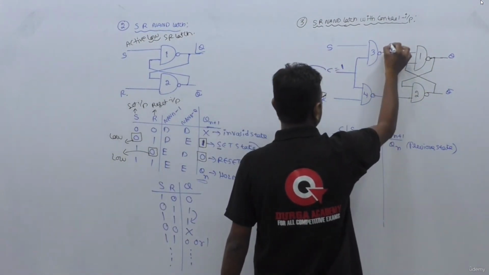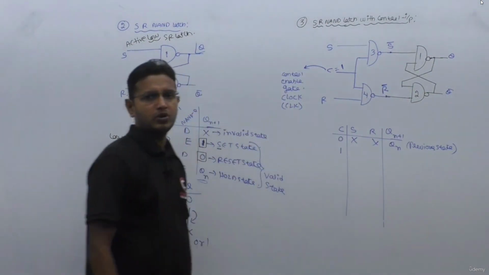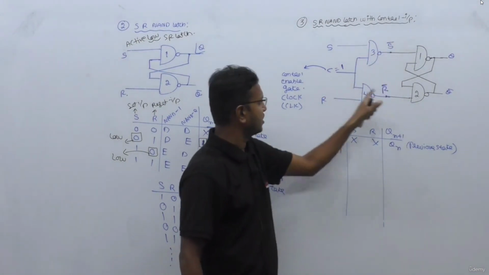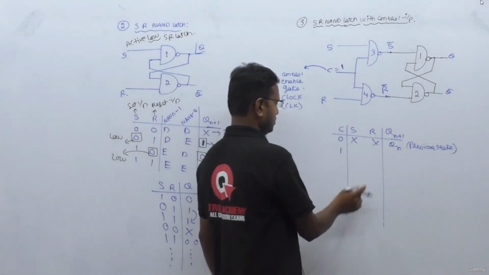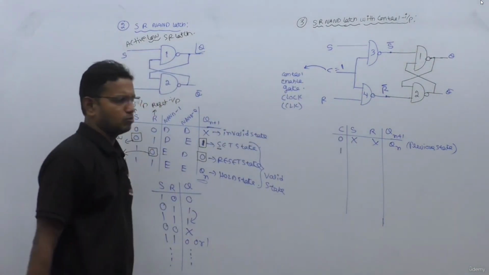NAND gate 3 will be simply S bar, and NAND gate 4 will be R bar. Look here: this is 1 and S, whole bar, that is S bar. 1 and R, so NAND gate 4 will be R bar. Now C is equal to 1.